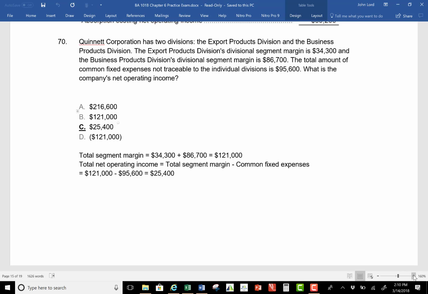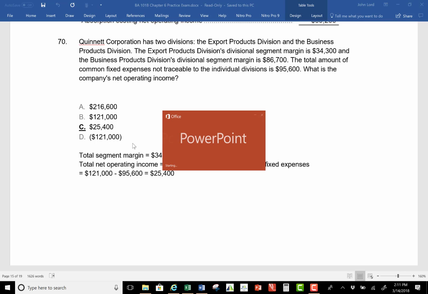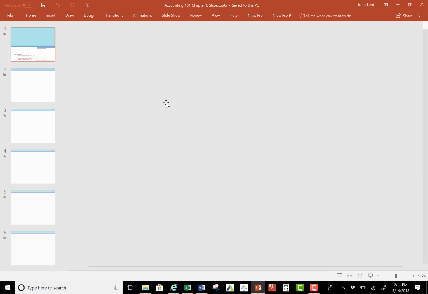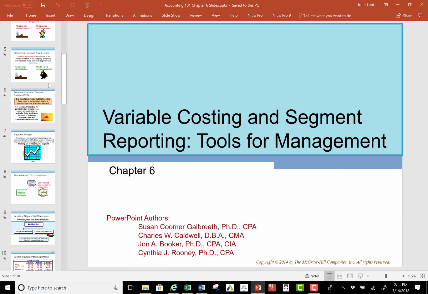So we've got these two divisions, export division and business division. The export division's divisional segment margin is 34.3. The business product division's segment margin is 88.7. And the total amount of common fixed expenses not traceable is 95. They ask for the overall company's operating income. Now let me go back one slide, just so we can remember what we saw there.